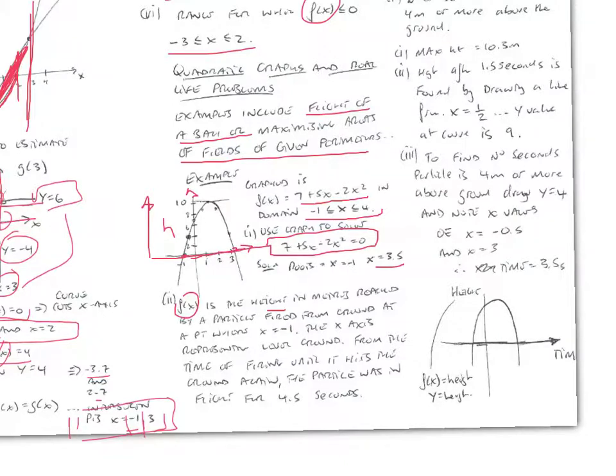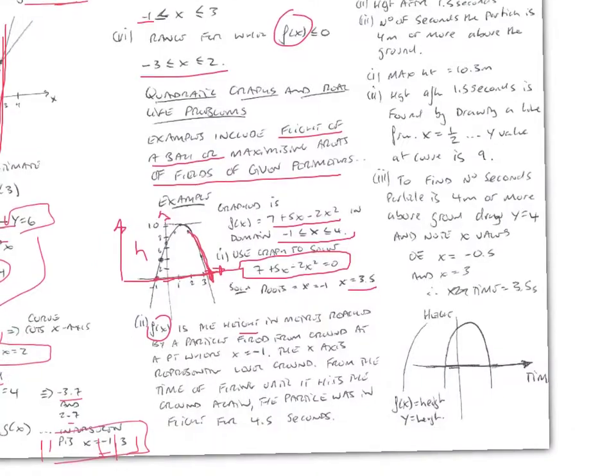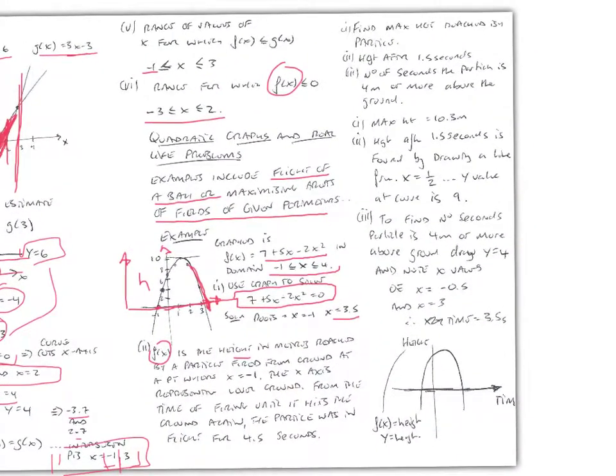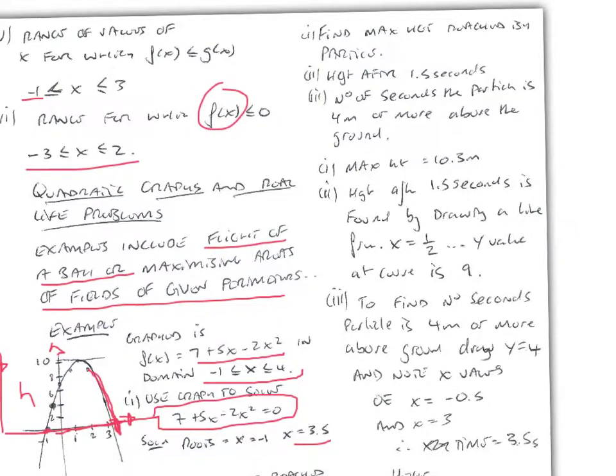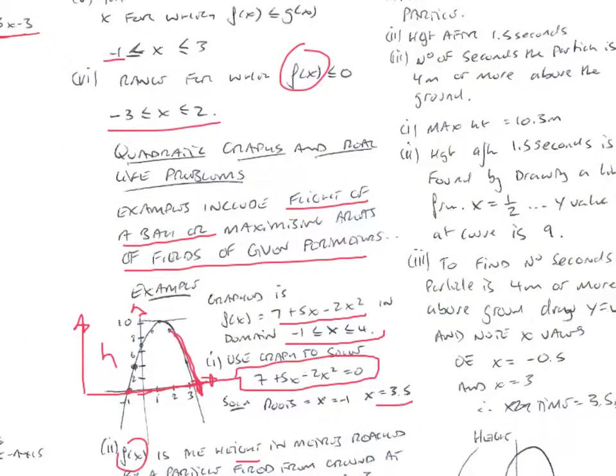Okay, so that was minus 1. So it's 1, 2, 3, 4, so that really should be around there, around 4.5. So find the maximum height reached by the particle, the height after 1.5 seconds, and the number of seconds the particle is 4 meters or more above the ground. Well, the maximum height is found there, the maximum turning point.